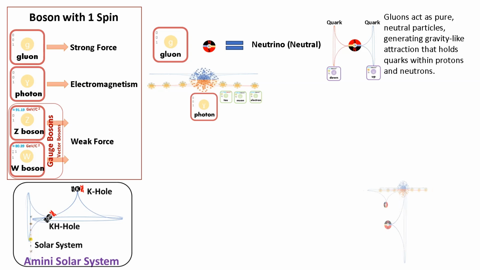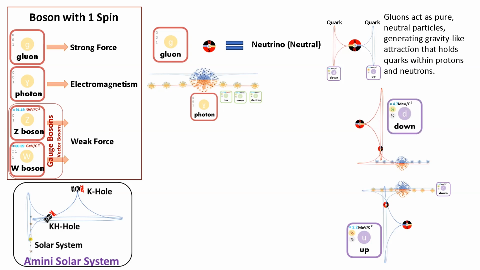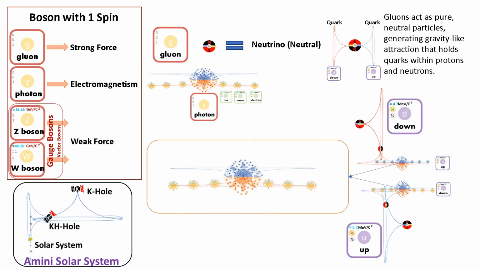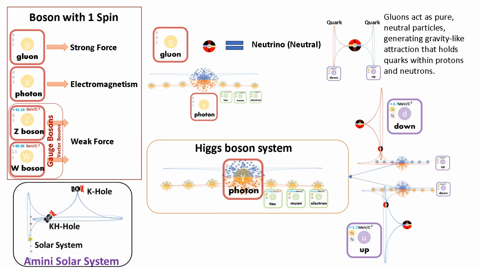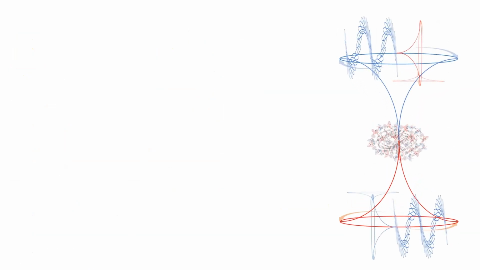Gluon, the strongest force carrier, responsible for binding particles together. Gluons act as pure neutral particles, generating gravity-like attraction that holds quarks within protons and neutrons. On a larger scale, these black particles mimic the behavior of black holes, holding entire galaxies together in cosmic harmony. Photon carries electromagnetic forces and facilitates light and energy transfer. It forms a part of the Higgs boson system, interacting with electrons, muons, and tau particles in orbital systems.